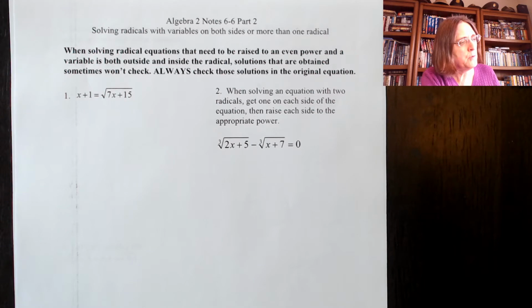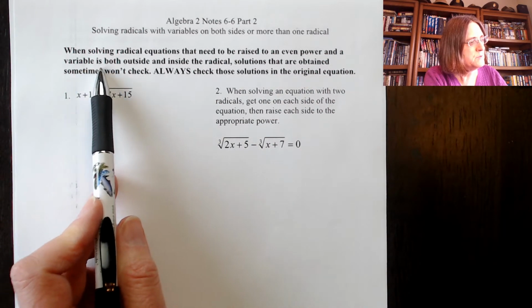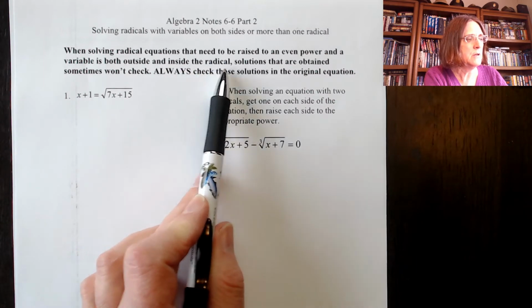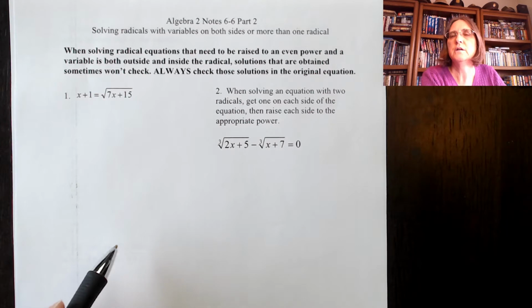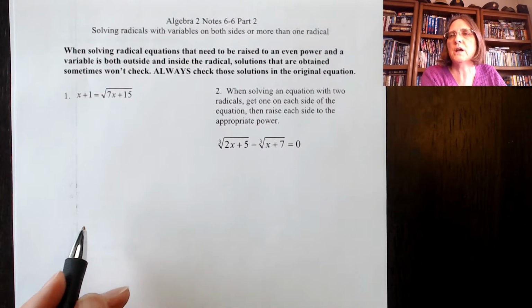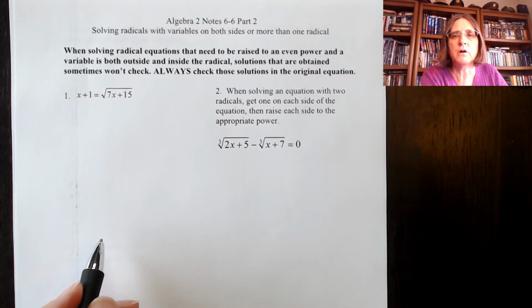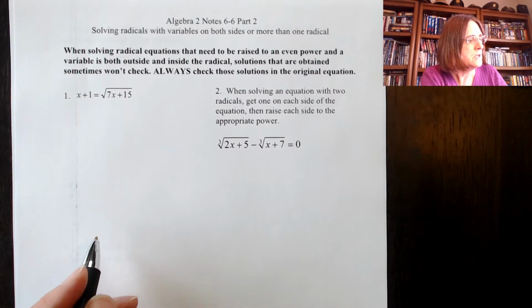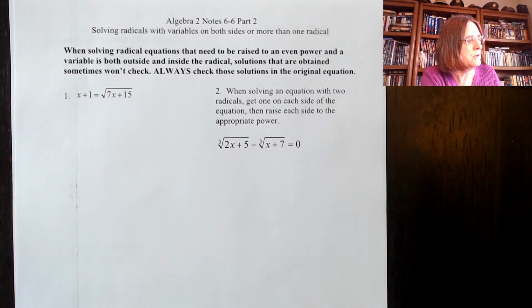When solving radical equations that need to be raised to an even power and a variable is both outside and inside the radical, solutions that are obtained sometimes don't check. So we're always going to check those solutions in the original equation. What happens is we get what are called extraneous solutions. Solutions that work somewhere down the line but don't check in the original.